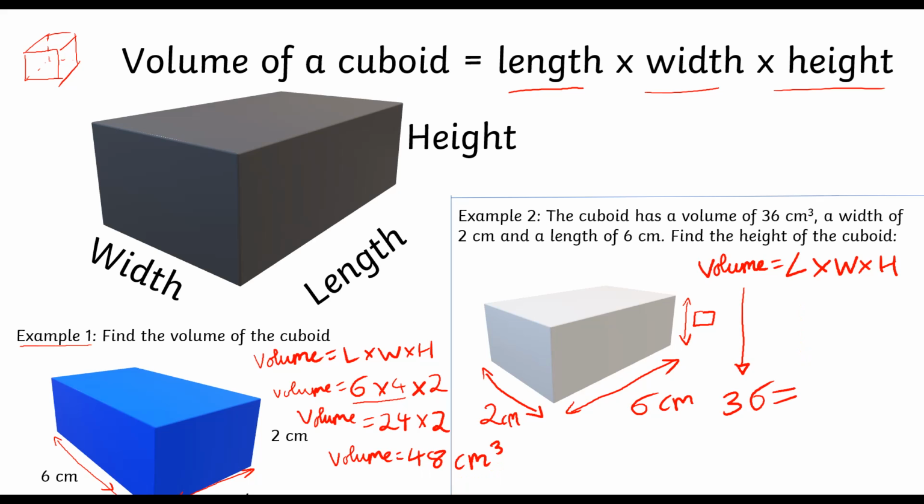Instead of length, I can write 6. Instead of width, I can write 2. Now, instead of h, I'm just going to put a box because I do not know what that height is. So let's carry on.